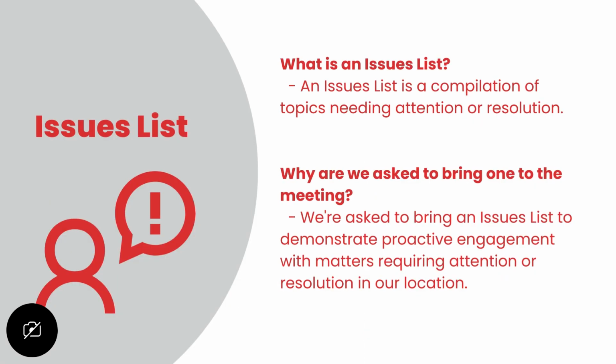So let's jump to the next topic here. Issues list. What is an issues list? An issues list is a compilation of topics that need attention or resolution. Why are you asked to bring one to the meeting? Even beforehand, it's really important that you're able to take the time and to look through the things that are either causing you concern or holding you back, or matters that require attention and resolution in your particular location.